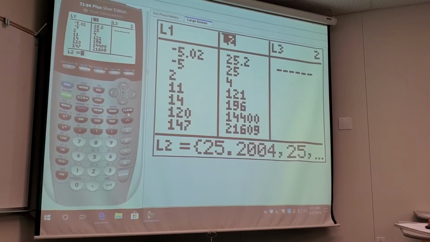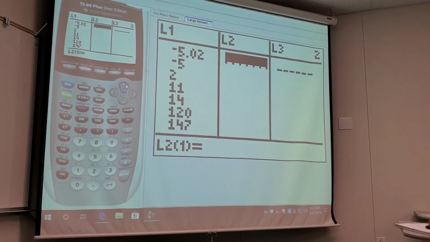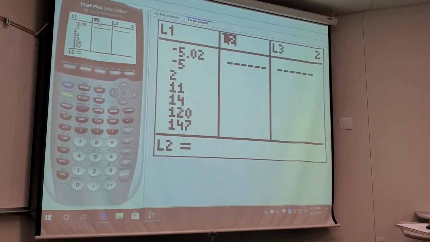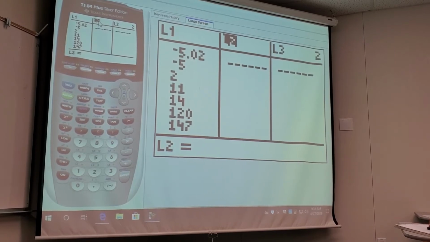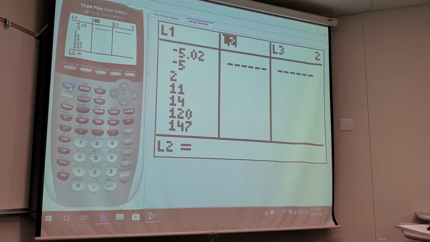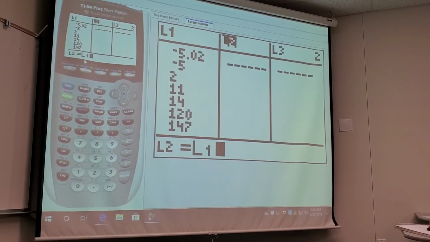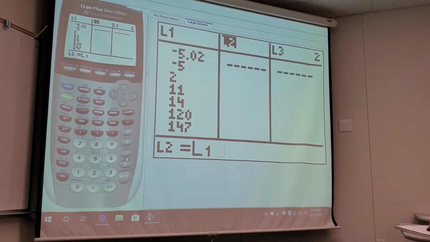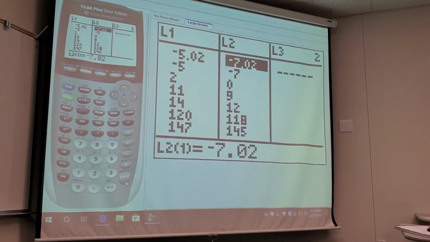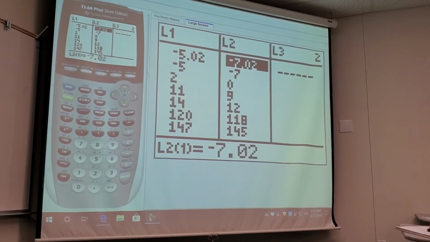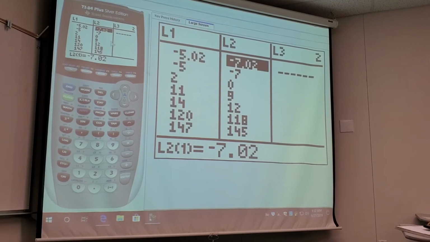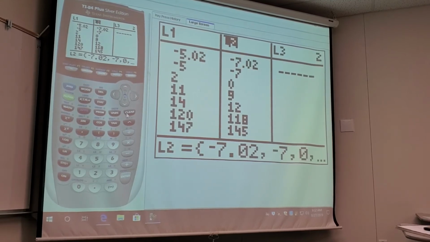Yes. So if you go up to L2, so highlight L2, I can define what that whole list is based on another list. So let's try something different. If I do second L1, so now it's L2 equals L1 minus 2. Now they're all going to be 2 less than what's in L1. See that? Okay. What happened? Let's do it one more time.